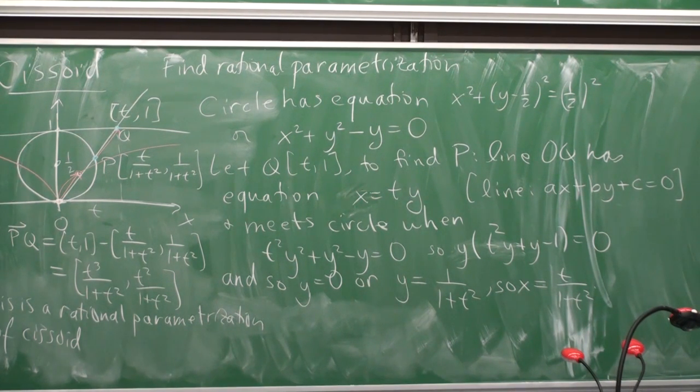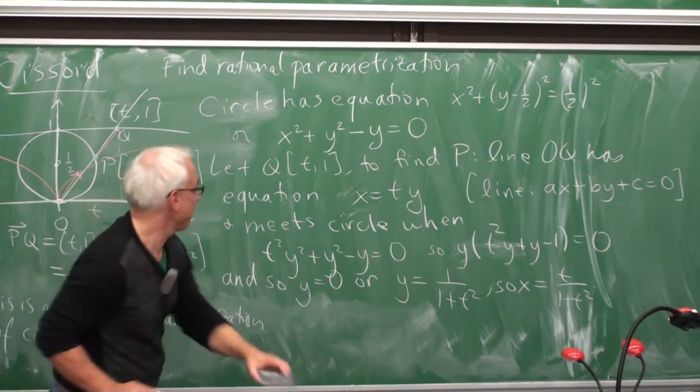t is a parameter. All right, there's one more thing that we'd like to do here, which is to find an algebraic equation for the cissoid. To get that, we want to essentially eliminate the parameter and just get a relation between x and y. So let's do that here too.